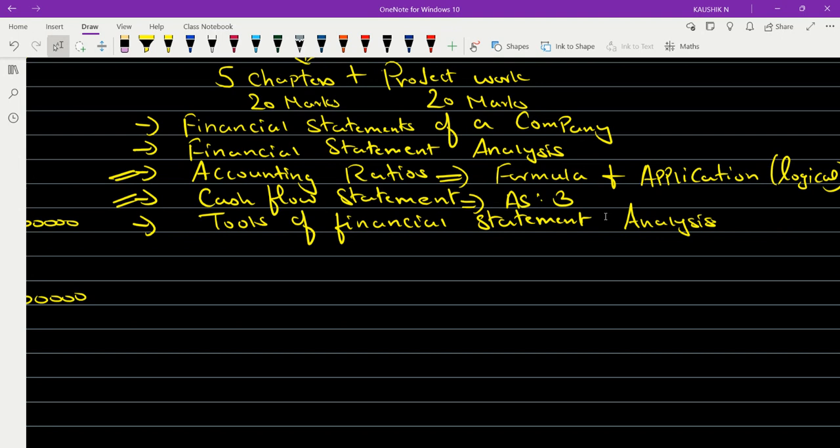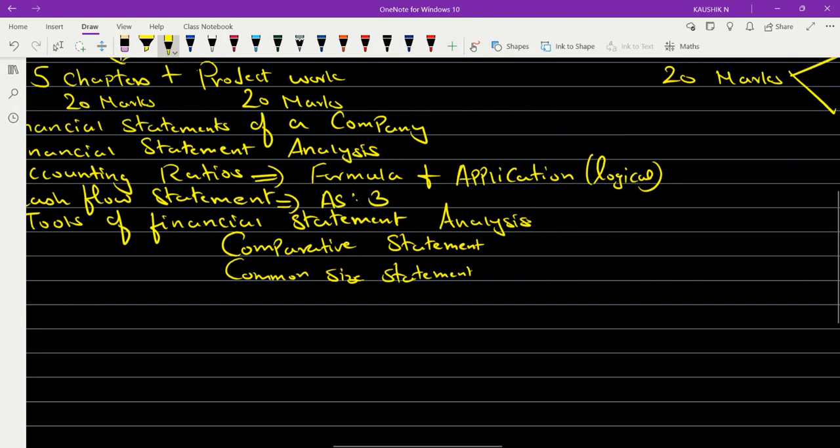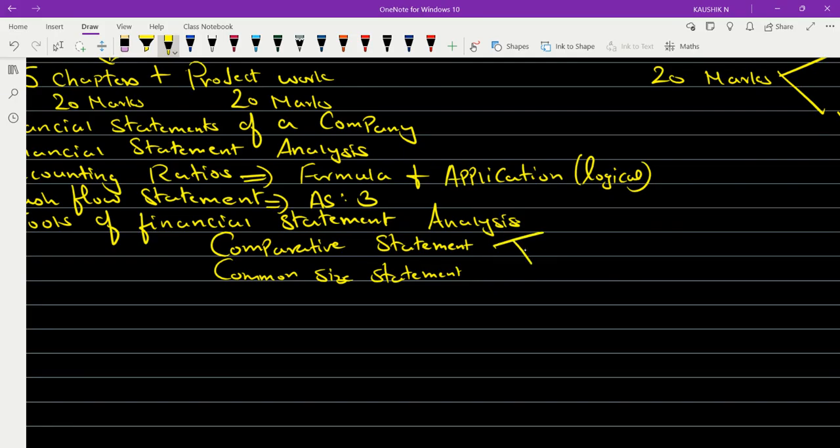The next last topic is tools of financial statement analysis. In the topic, we'll come across these two types of analysis. One is comparative statement and the other one is common size statement. We have two different types of analysis: comparative statement analysis and common size statement analysis. இப்போ இந்த கம்பேரிட்டிவ் ஸ்டேட்மெண்ட் எதுல பண்ணுவோம் அப்படின்னு பார்த்தீங்கன்னா, we'll make use of these two financial statements: one with the help of your balance sheet and the other one with the help of your profit and loss account.